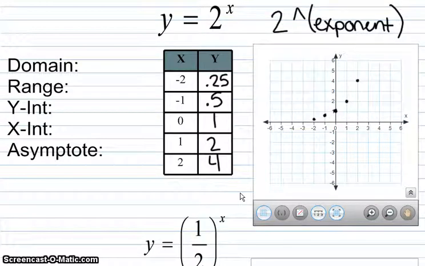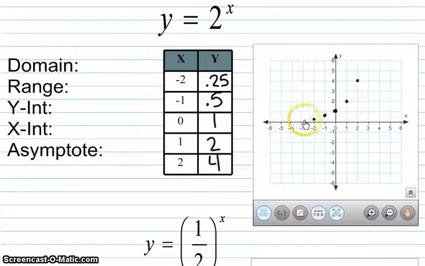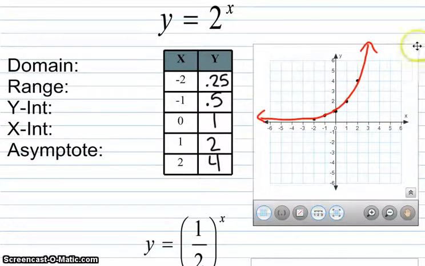Alright, and now that we have our 5 points, if you look, it kind of looks like it's starting off kind of flat over here, and it's going to go through our points like this, and go upwards forever, and create our exponential graph. And this is what a graph of an exponential growth function looks like.